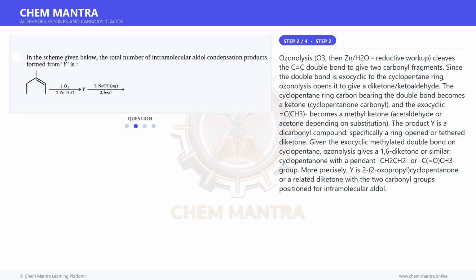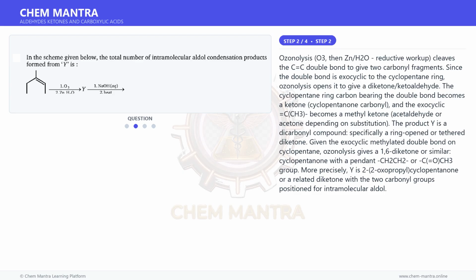Moving on to the next step. Ozonolysis, O3 then Zn/H2O reductive workup, cleaves the C=C double bond to give two carbonyl fragments. Since the double bond is exocyclic to the cyclopentane ring, ozonolysis opens it to give a diketone or keto-aldehyde. The cyclopentane ring carbon bearing the double bond becomes a ketone, a cyclopentanone carbonyl, and the exocyclic =C, CH3, becomes a methyl ketone, acetaldehyde or acetone depending on substitution.